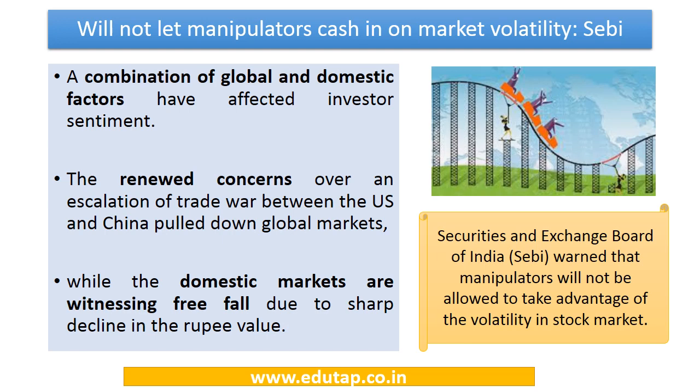Now, volatility in the stock market has recently been due to different global and domestic factors which have impacted the investor sentiment, and they include the concerns relating to the trade war between US and China. While the domestic markets are witnessing a free fall due to a sharp decline in the rupee value. So the exchange rate of India's currency is also on the downslide, and that's why the domestic markets have also witnessed a free fall. So these are the different reasons why the market is on the downslide, and SEBI is worried about this market volatility.